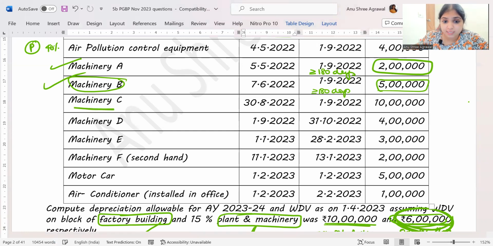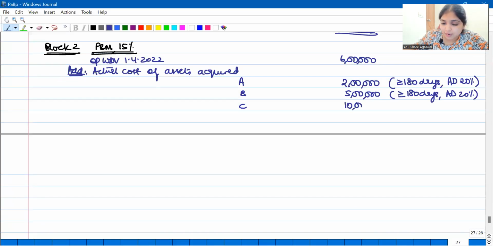Then comes machinery C. It was acquired on 30th August 2022. In the same year, I have put it to use. So because I put it to use in the year of acquisition itself, I will think about 180 days. From 1st September 2022, did I put it to use for at least 180 days? Yes, of course. Machinery C, 10 lakh rupees. And yes, I will avail additional depreciation of 20% here as well.